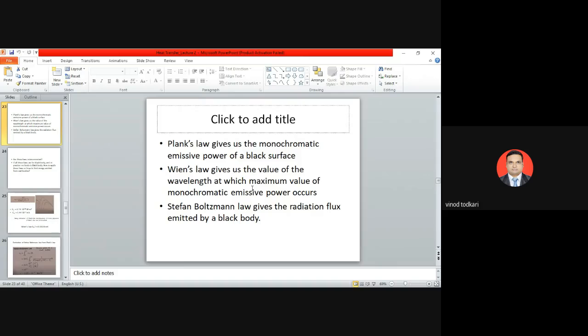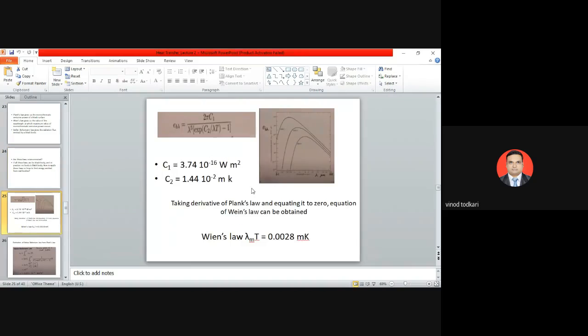First of all, tell me, are these laws interconnected? Yes, these laws are interconnected. For example, this is Planck's law. Planck has drawn the distribution of wavelength versus monochromatic emissive power of a black body. What is there on the x-axis? Wavelength. What is there on the y-axis? Lambda means monochromatic, B means black body: the monochromatic emissive power of a black body. So he has obtained these curves.